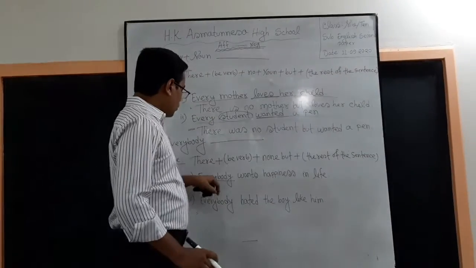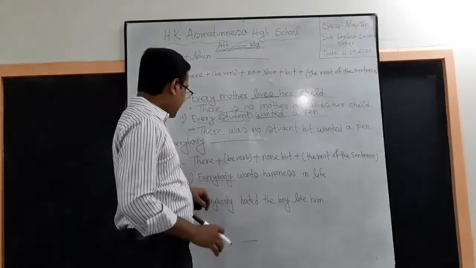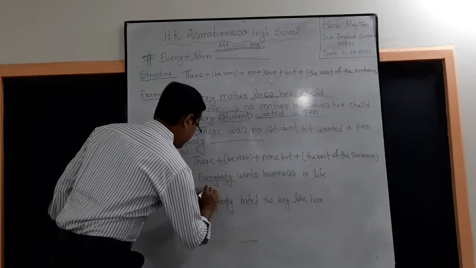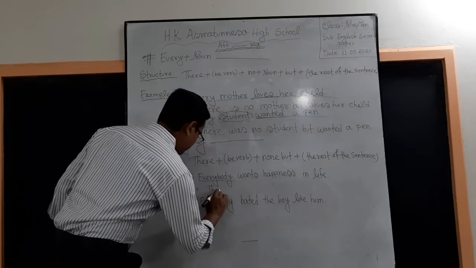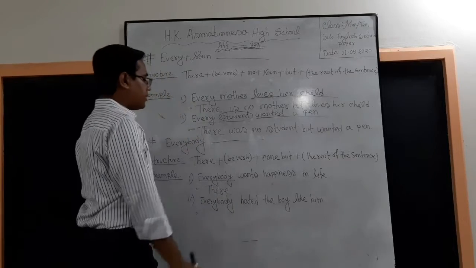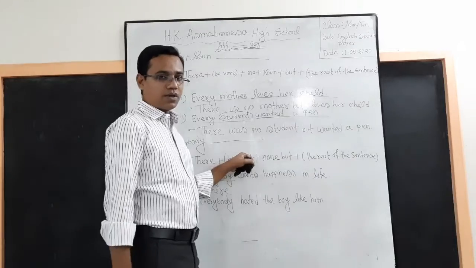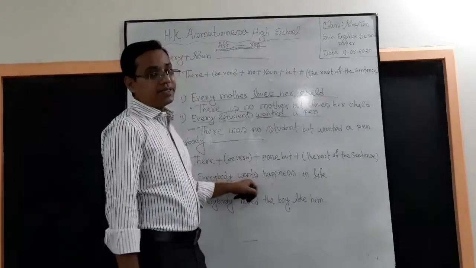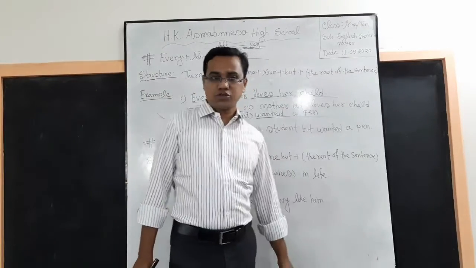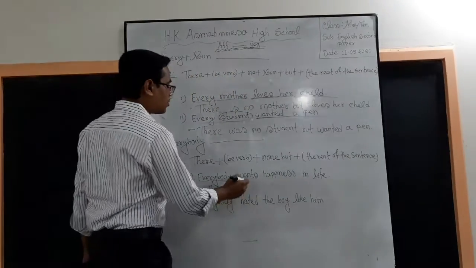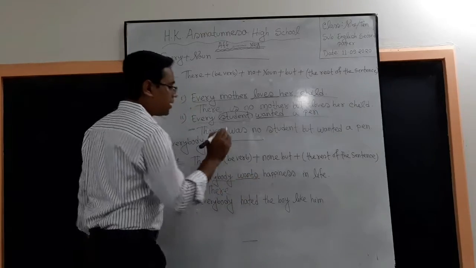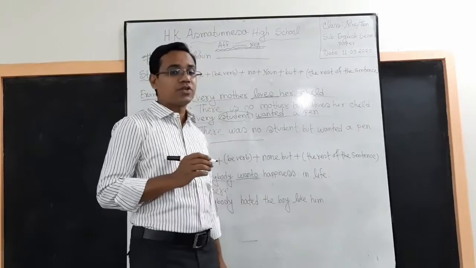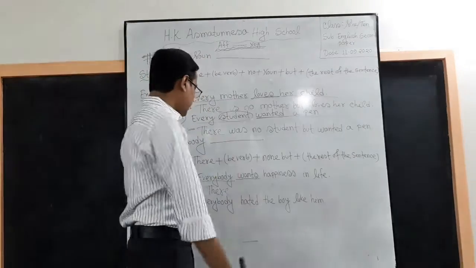So first of all, we'll write there, and then we'll write be verb as the previous one. Basically, be verb is am, is, are, was, were. So we have to follow the verb of the sentence. Since the verb of the sentence is present form, we have to bring am, is, are. So the appropriate be verb will be is.